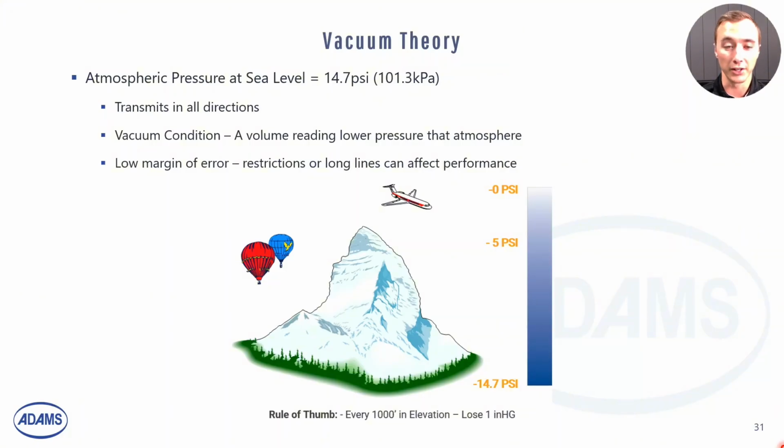So you're going to create a volume that's lower than the atmospheric pressure to create the holding force used to handle parts. And because of this, you have a very low margin of error. You just have that 14.7 psi to work with from atmospheric pressure down to absolute vacuum. So it's pretty tedious, and that's why people may have more issues than they anticipate with the vacuum system, just because you have such a low margin of error.